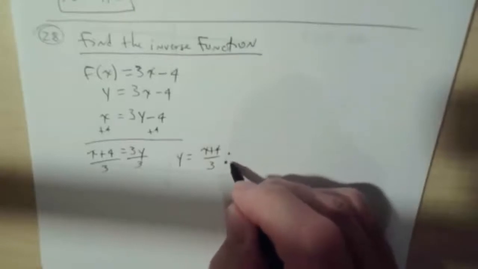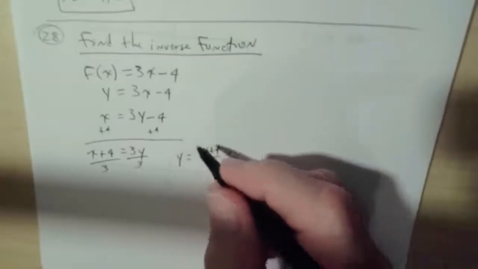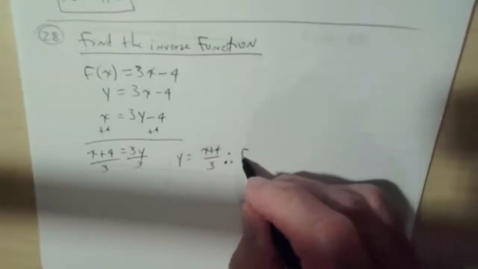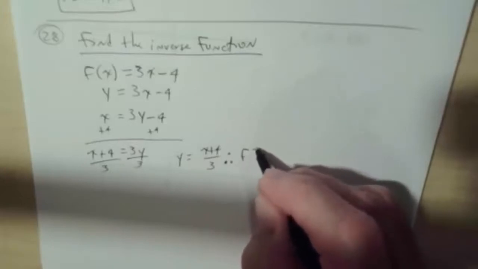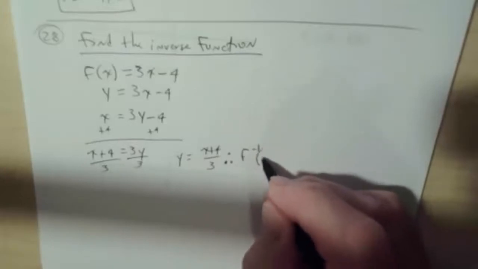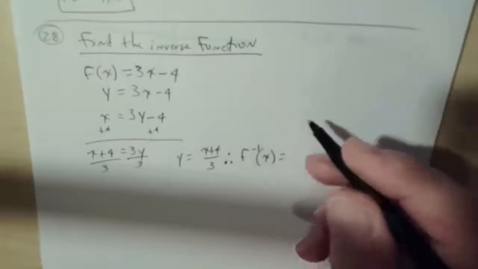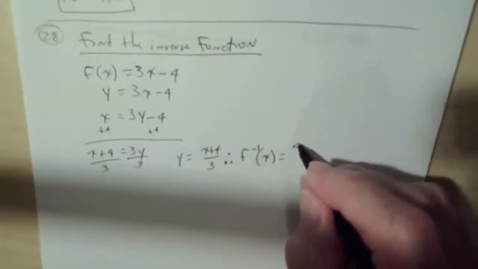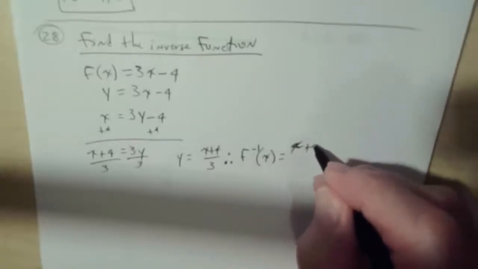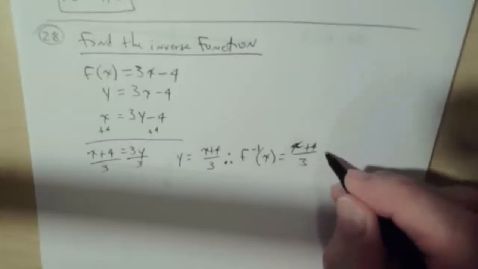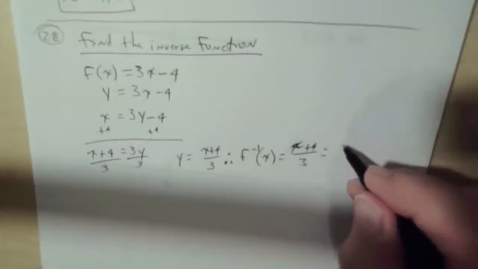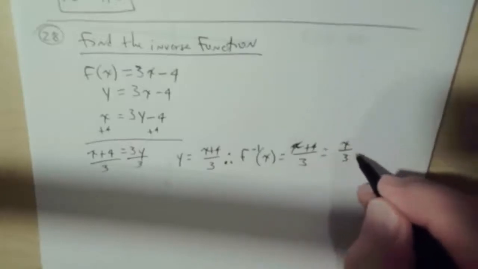Therefore, f inverse of x equals x plus 4 over 3, or x over 3 plus 4 over 3.